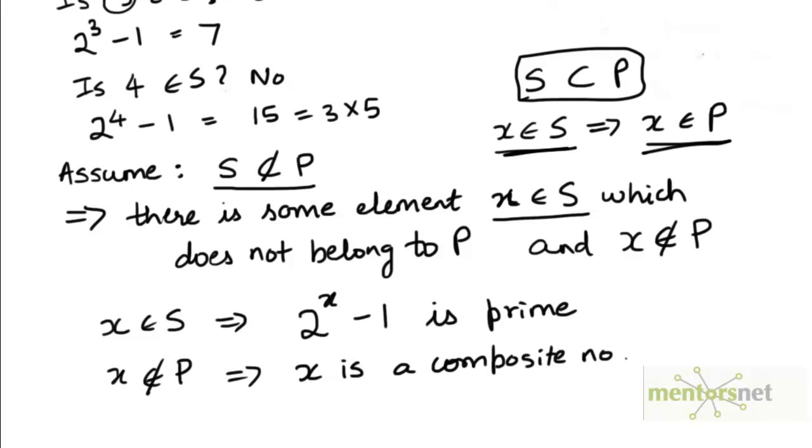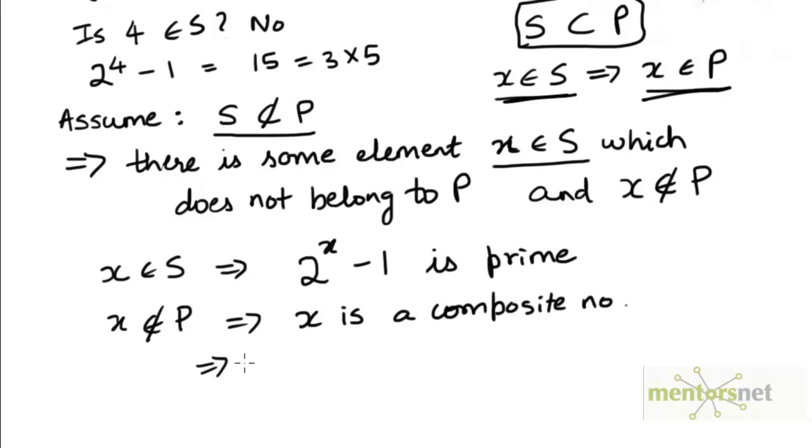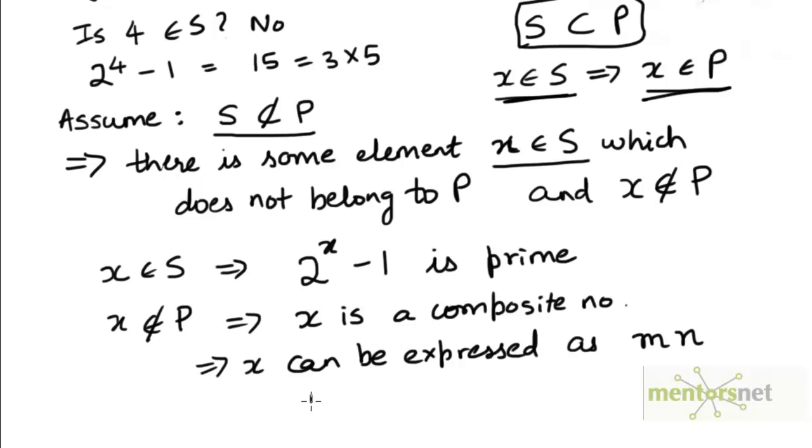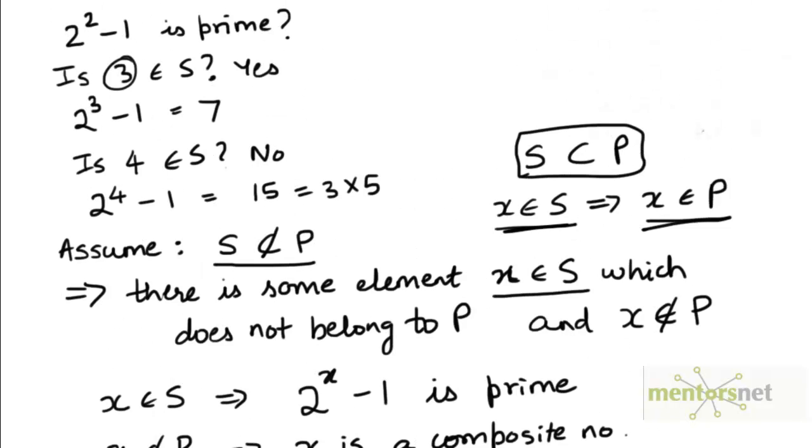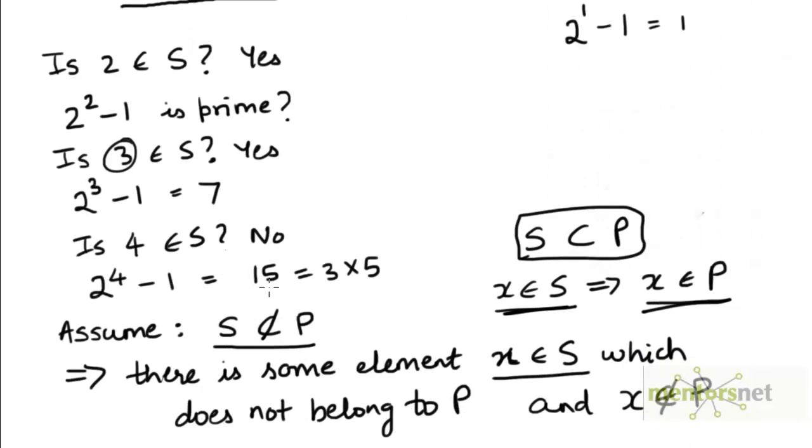And if X is a composite number, that means X can be expressed as the product of prime numbers. Minimally, we can say that X can be expressed as the product of two numbers m and n, where both m and n are greater than 1. That's what it means for something to be a composite number. For example, 15 is a composite number because 15 can be expressed as 3 times 5. 12 is a composite number because 12 can be expressed as 2 times 2 times 3. Or we can express this as 4 times 3.